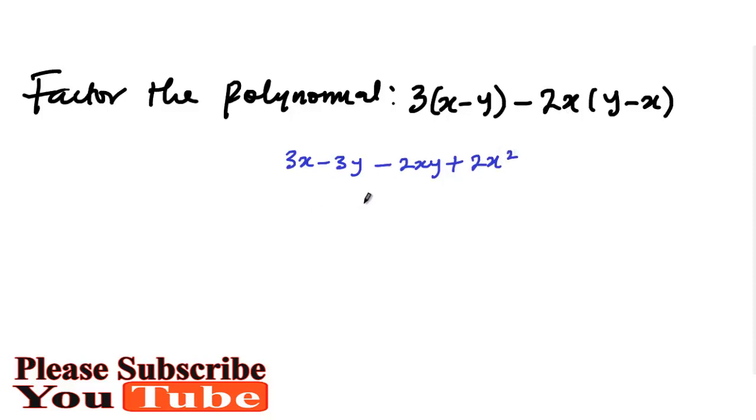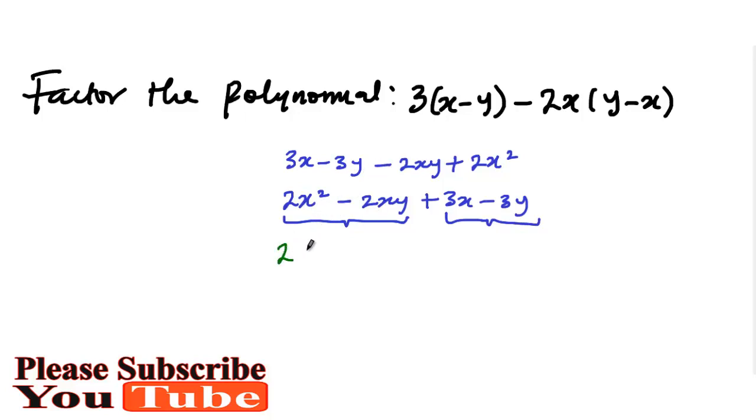So having done this, the next thing we need to do is to rearrange. If I rearrange this, it's going to give me 2x squared minus 2xy plus 3x minus 3y. Now looking at this, we can actually factor this separately. How do I mean? What is common to this particular term? There is 2 and there is x. So if we factor this, it will give us 2x into bracket x minus y.